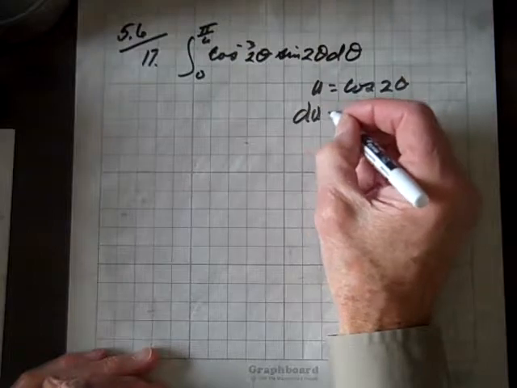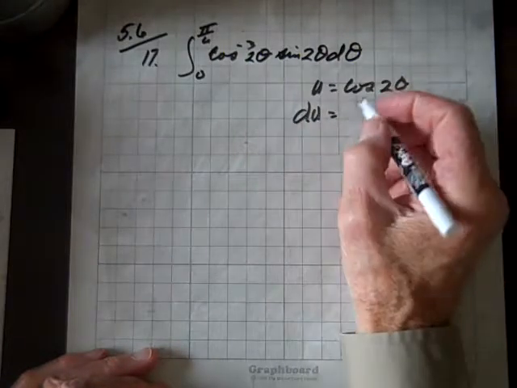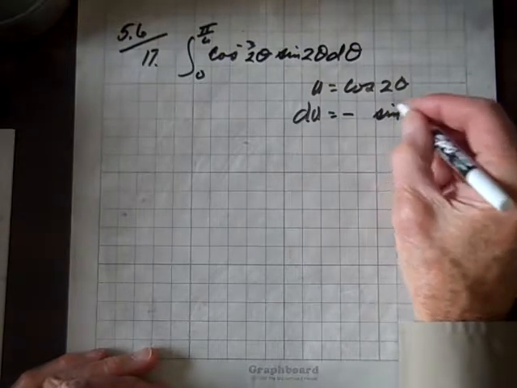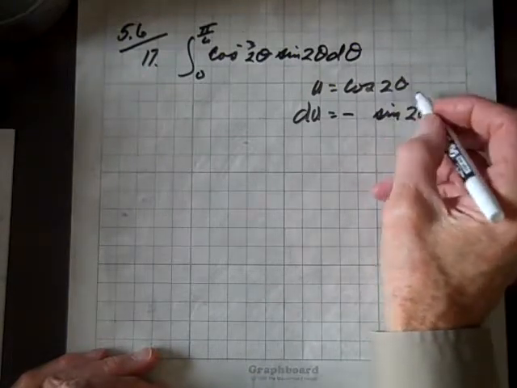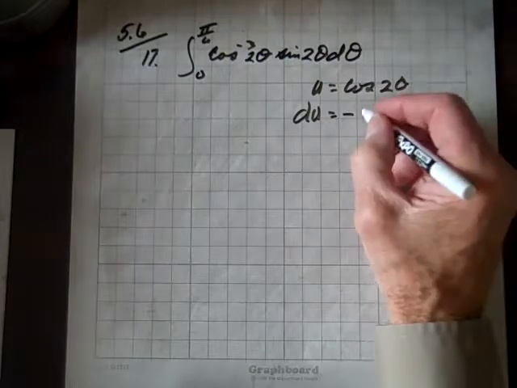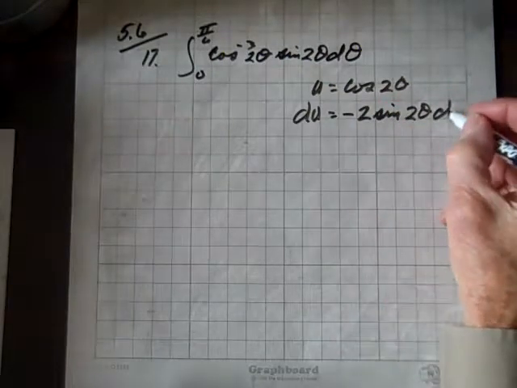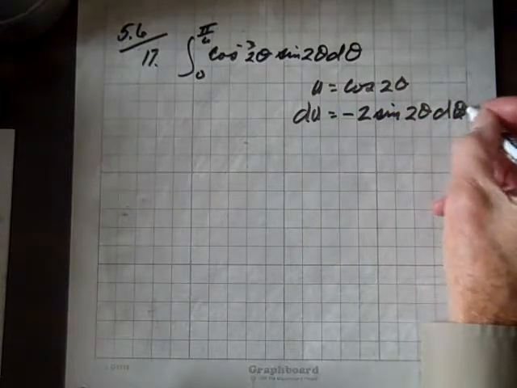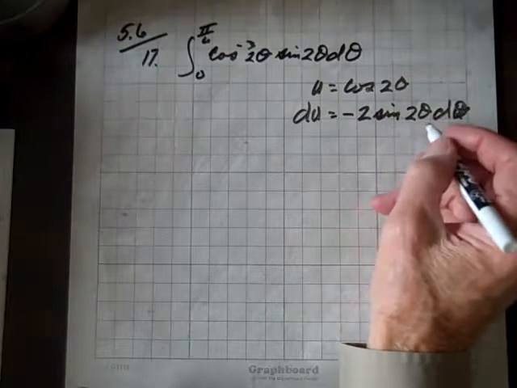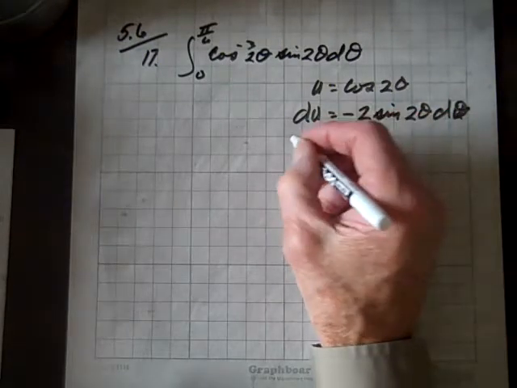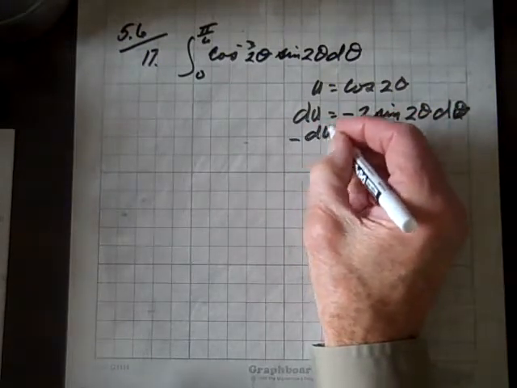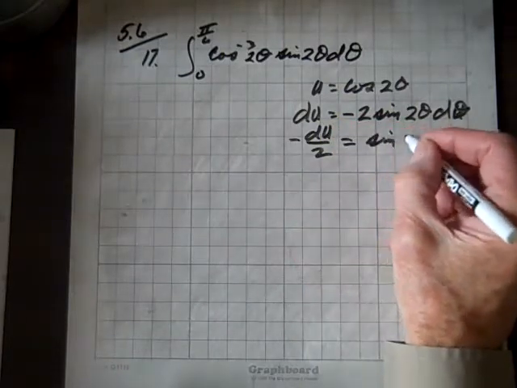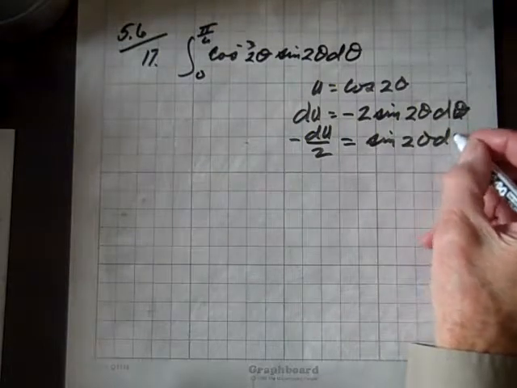So du will equal minus sine of 2 theta, and then by the chain rule the derivative of 2 theta is 2, and we still have our d theta here. So isolating sine 2 theta d theta, we get negative du over 2 equals sine 2 theta d theta.